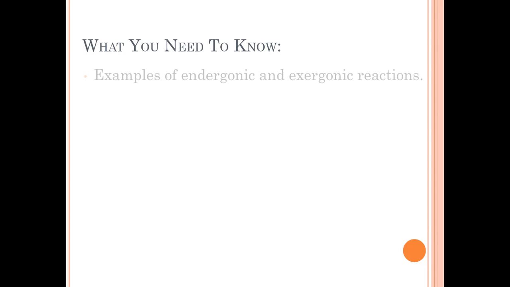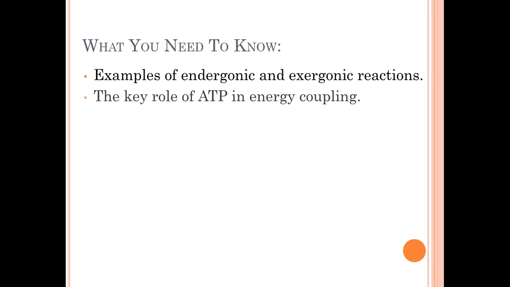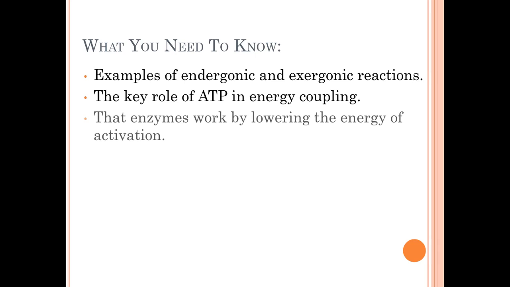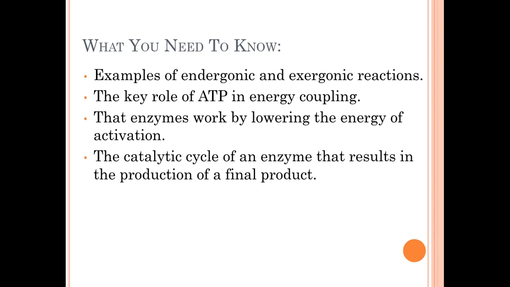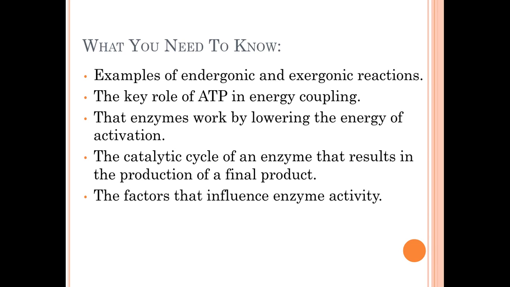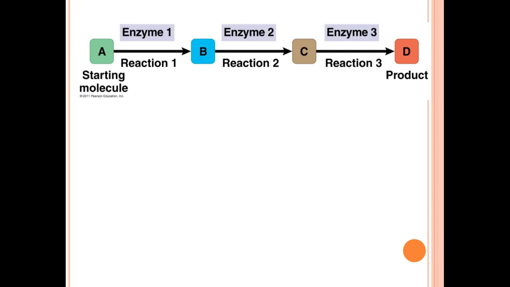Now, what we're going to need to know. First of all, we're going to need to know examples of endergonic and exergonic reactions. We're going to need to know the key role that ATP plays in energy coupling, that enzymes work by lowering the energy of activation, that the catalytic cycle of an enzyme results in the production of a final product, and then the factors that influence enzyme activity.